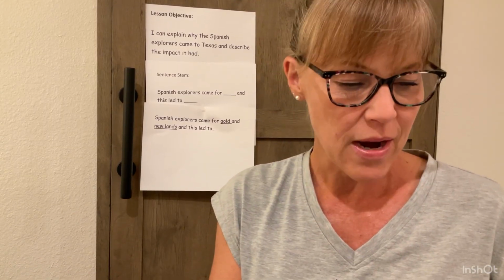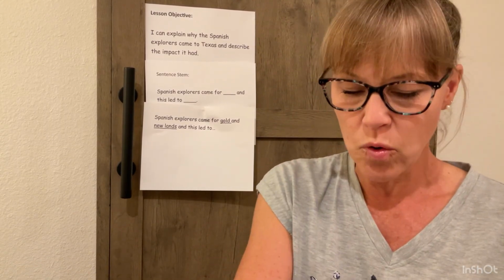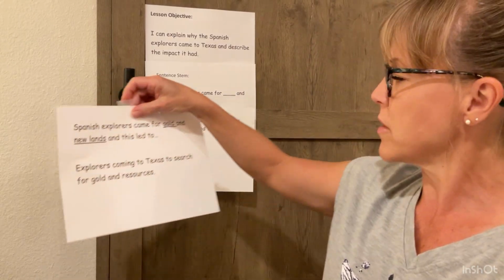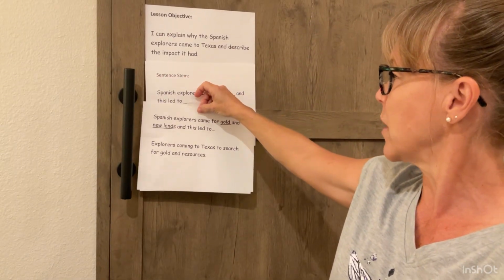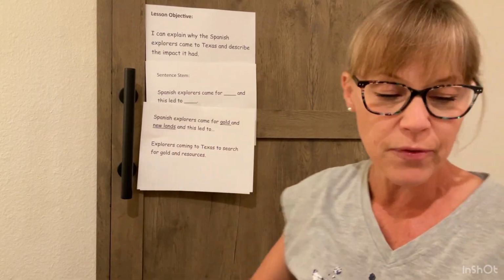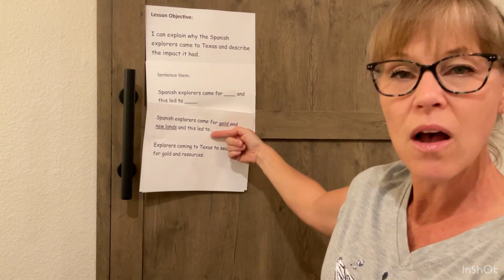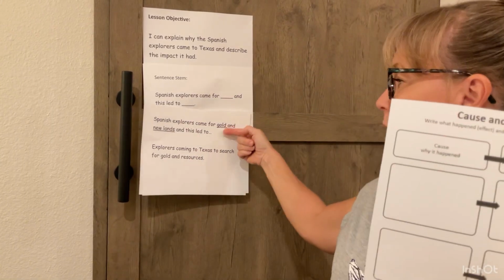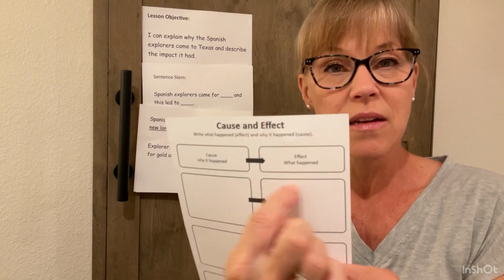So you're going to be rewriting, the Spanish explorers came for gold and new lands. And this led to the explorers coming to Texas to search for gold and resources. And so that's how that's going to be filled out on here. So this is what's going to be written in column 1 of your graphic organizer, that first part right here. And then the second part is going to be written in the second column.